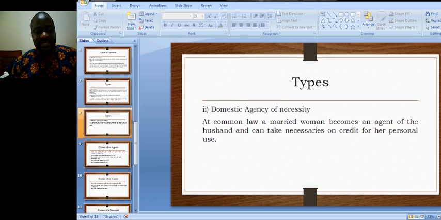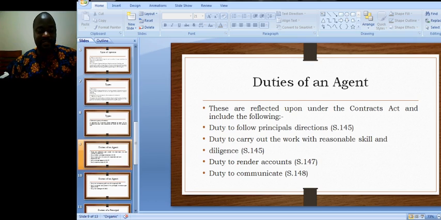And there is also domestic agents of necessity. And we're saying that at common law, a married woman becomes an agent of the husband and can take necessaries on credit for her personal use. Because when two get married, biblically they become one. So the husband becomes the principal and the wife can become an agent of the husband.